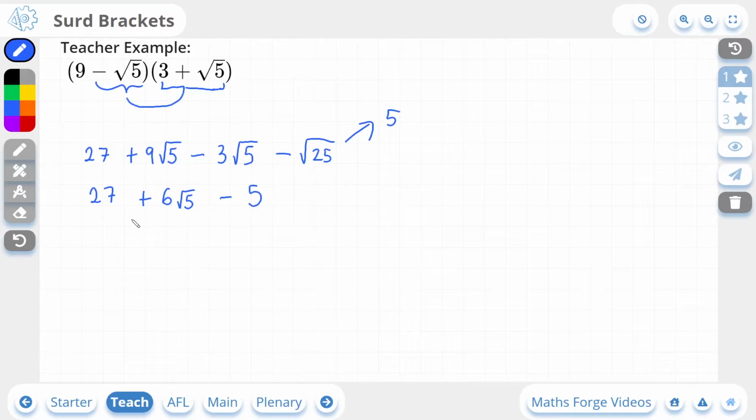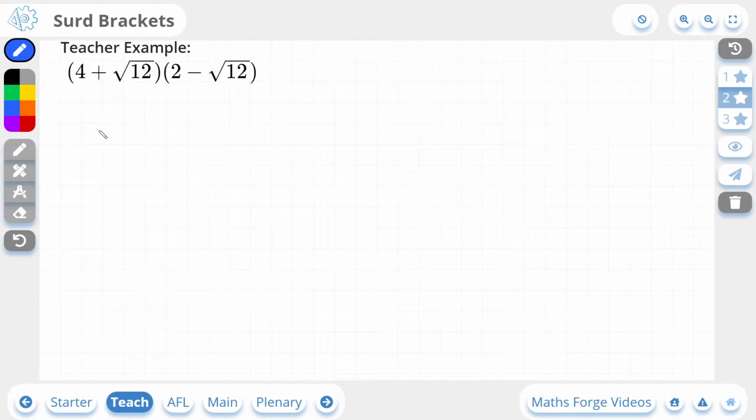And now for the final step of simplifying, we have 27 and we have minus 5. So the 27 and the minus 5 simplify to give us 22, because of course 27 minus 5 is 22. And then we have plus 6 root 5. And just a note, you can't simplify whole numbers with square roots. So here we have 6 lots of root 5, and here we just have the number 22. And this should be our answer in its simplest form. So let's check our answer. There it is. Now we'll do a 2-star example.